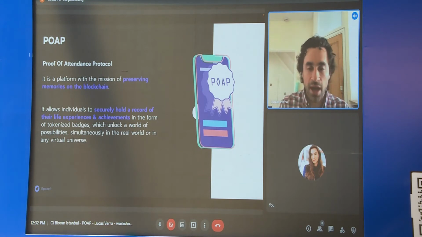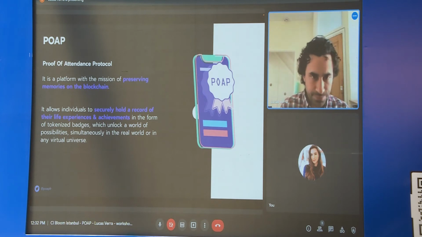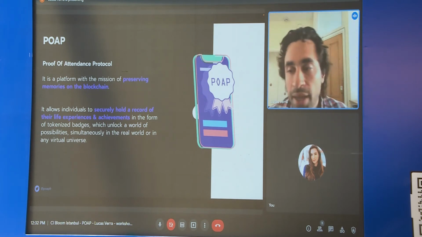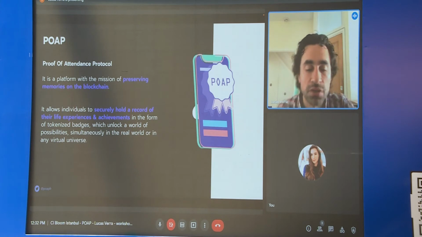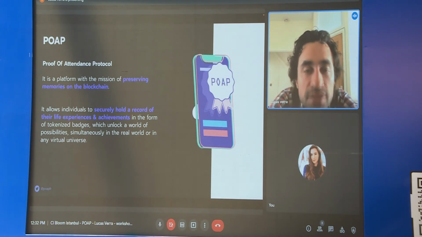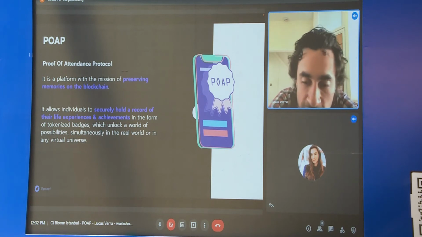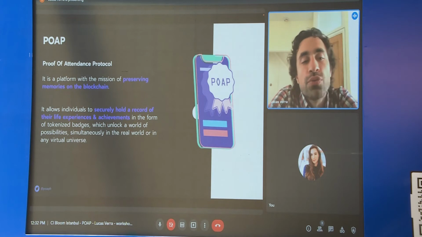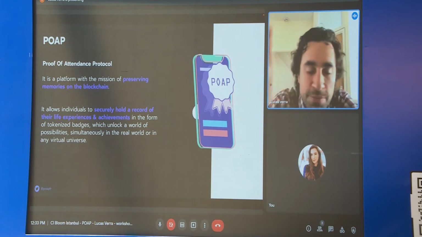And so myself, as an organizer of this workshop, I am allowing you to have the POAP of this event. And so, why it is important and why it is very well used by the brands is because it's a simple way to start giving and collecting digital assets like the presence somewhere, like the ticket of a concert or the ticket to a sport event, or again, the ticket to this workshop. So what we say is that it allows individuals and brands to securely hold a record of their life experiences and achievements with a tokenized badge or an NFT.